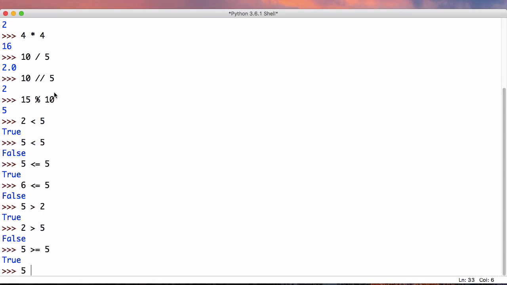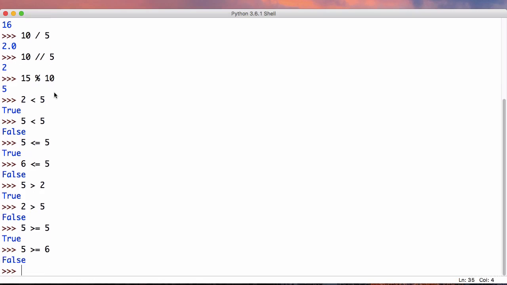If I say 5 is greater than or equal to 6, 5 is not greater than 6 and 5 is not equal to 6, and hence the value is false.